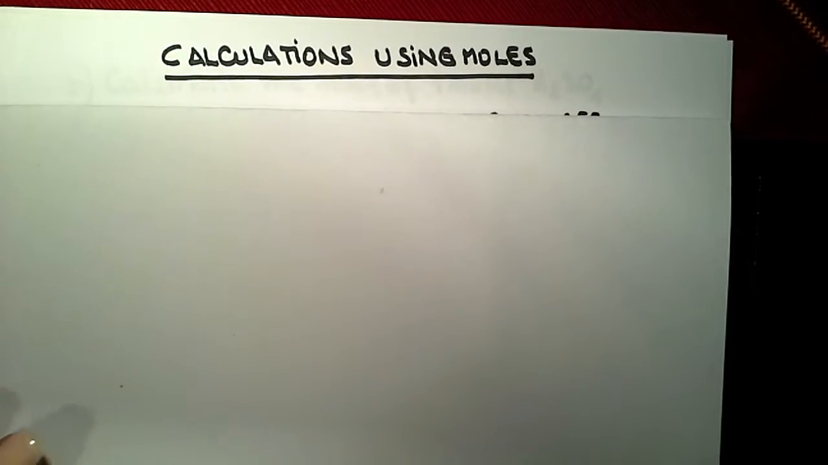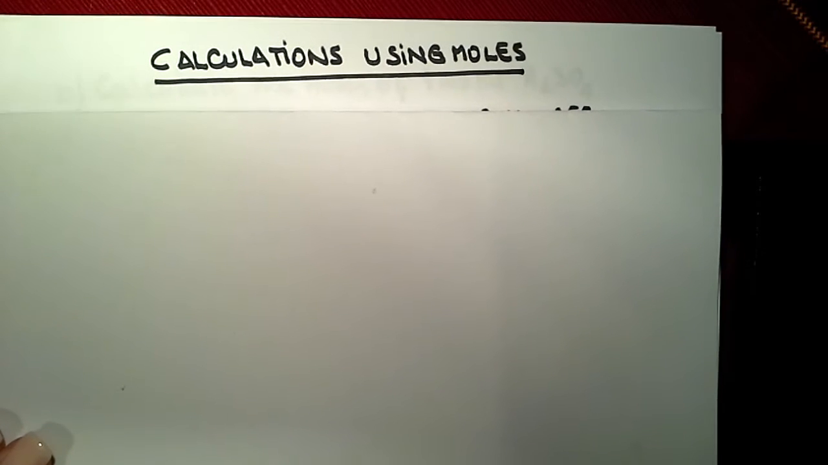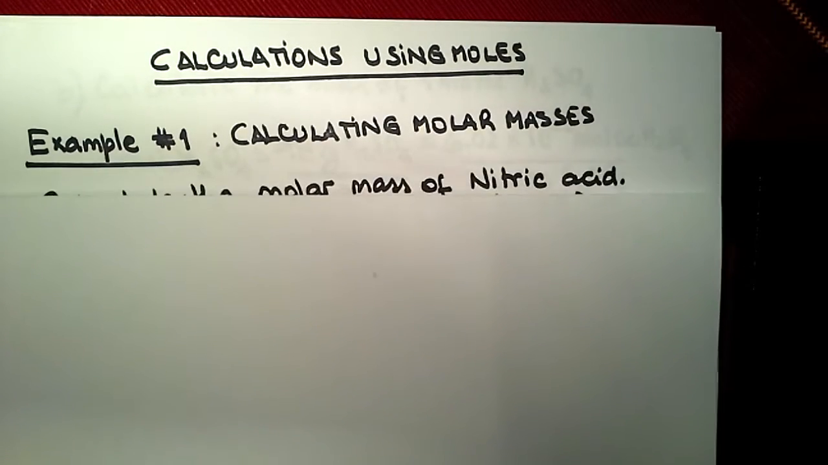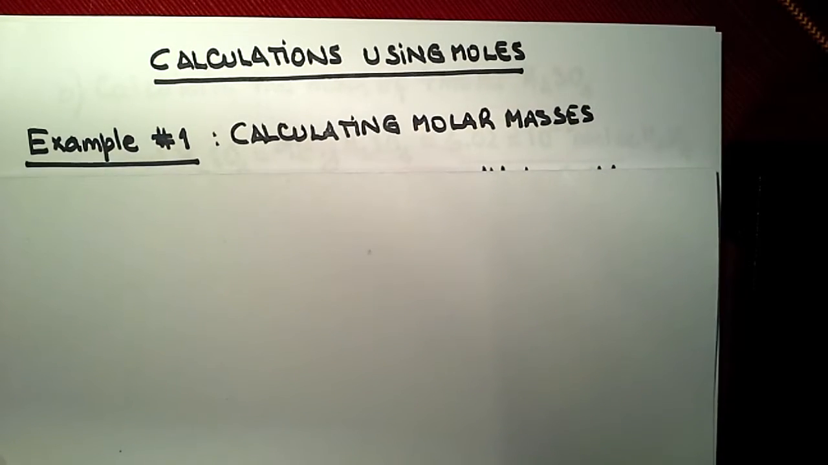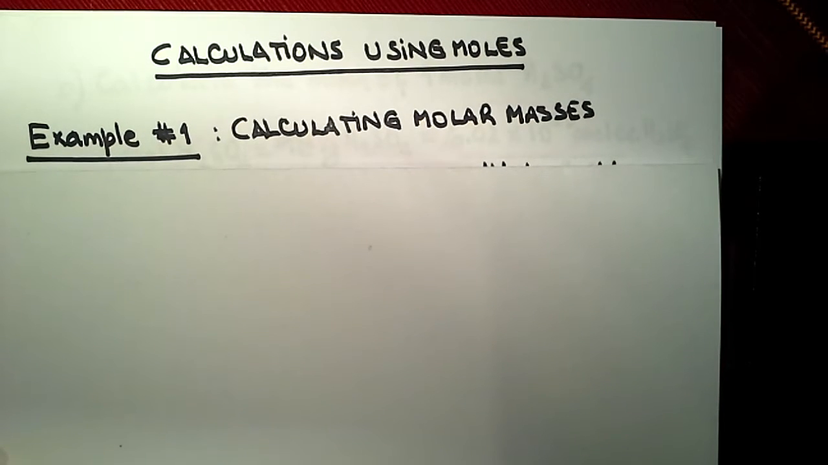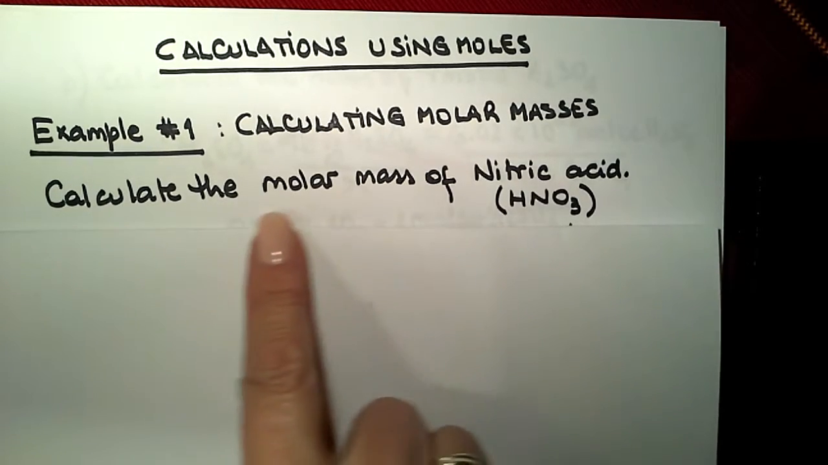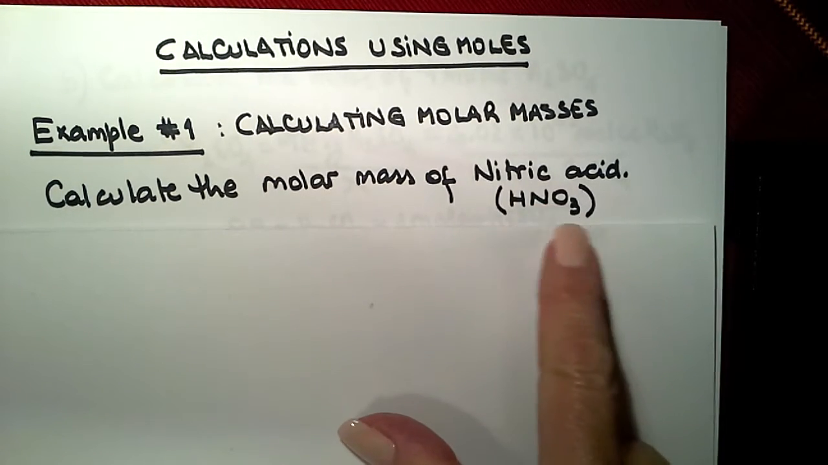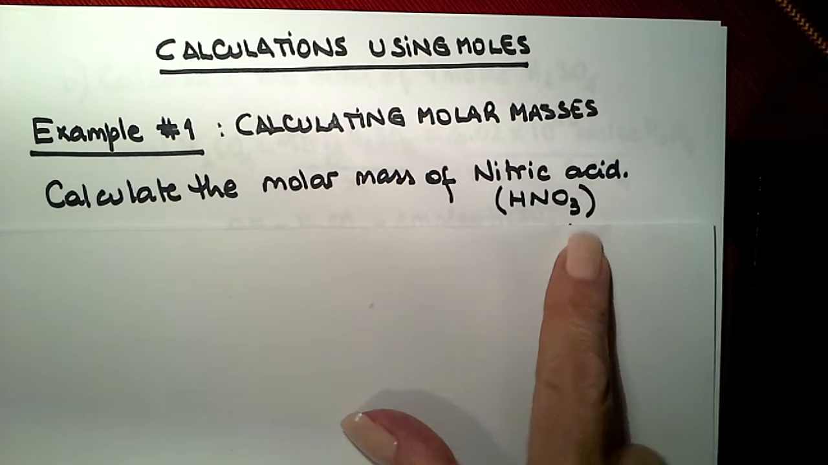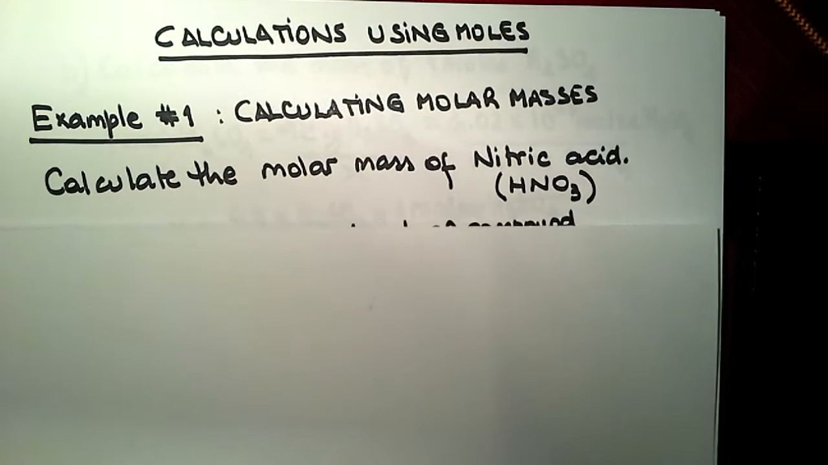Okay, once we have the basics on what the mole is, we are going to begin with the calculations. The first thing is going to be calculating the molar masses. We did this before, but just in case you didn't realize that we were calculating the molar masses. For example, if we need to calculate the molar mass of the nitric acid, it's important that we have the formula. If not, we cannot calculate that.